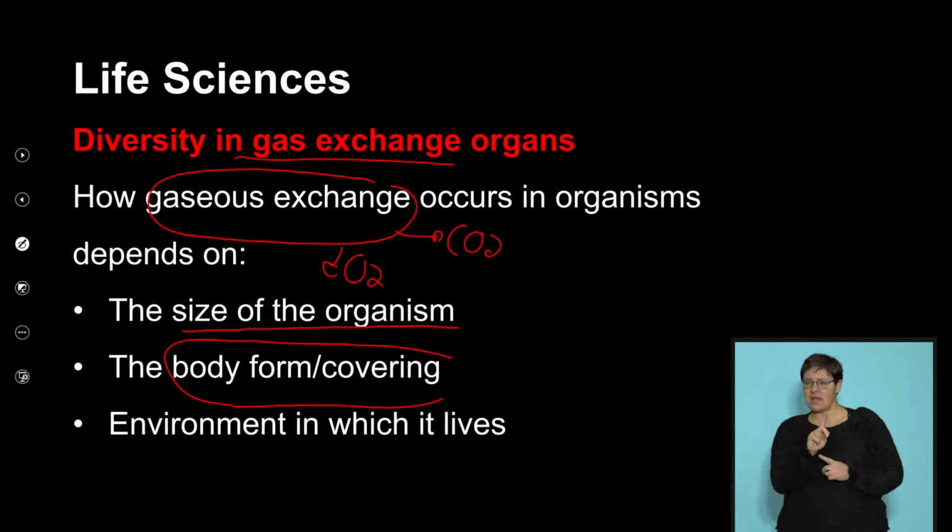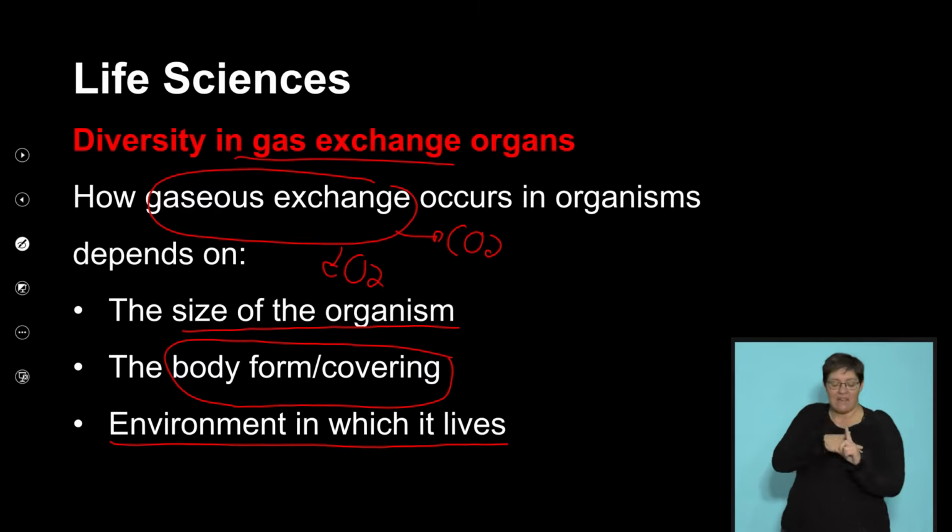Let's, for example, look at an insect. An insect has got a really hard covering, yet it can't get oxygen into its body. It might be small, but it's going to come up with a different way. And obviously, the environment in which it lives. What do I mean by that?